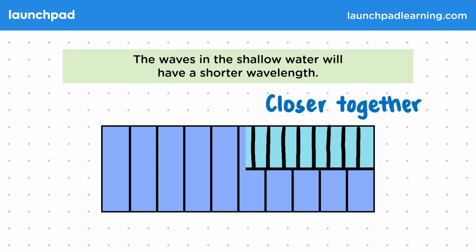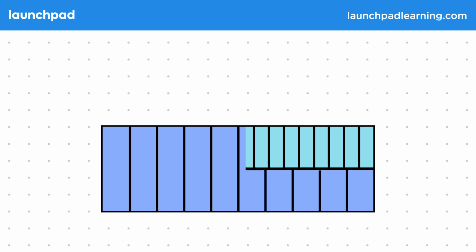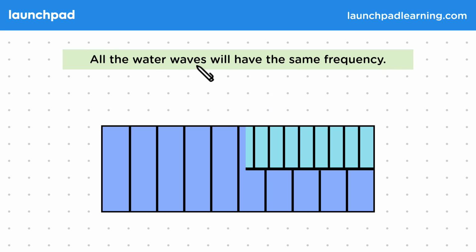But what about the frequency? All the water waves will have the same frequency. Remember that frequency is the rate at which the cycle of a wave repeats, or the rate at which the waves are created. Imagine we're watching these waves move along the ripple tank.